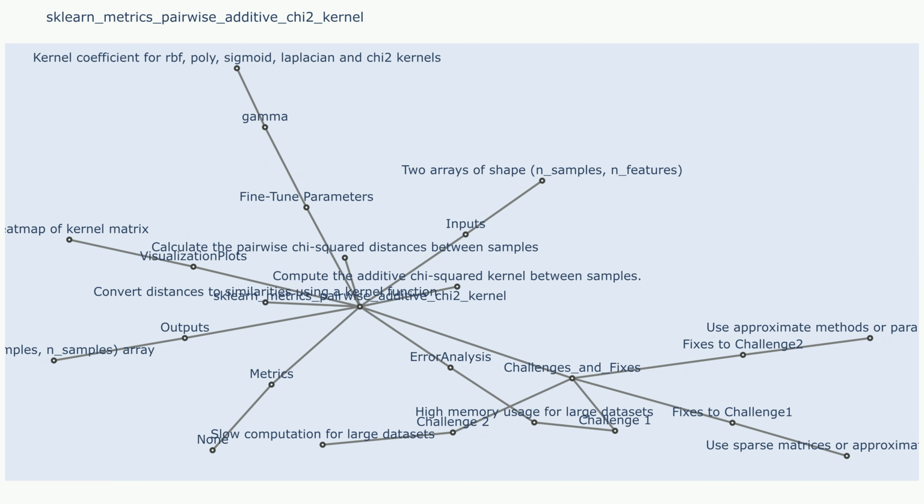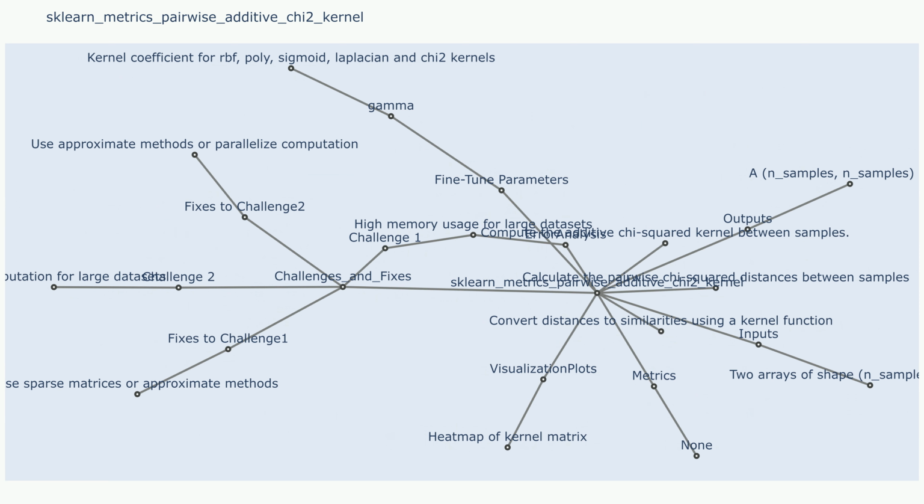Outputs: kernel matrix, a NumPy array representing the pairwise kernel values between all samples in X and Y. The element at row i, column j of the kernel matrix represents the similarity between the ith sample in X and the jth sample in Y.